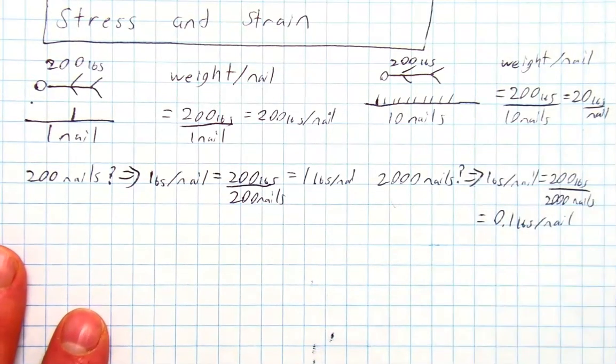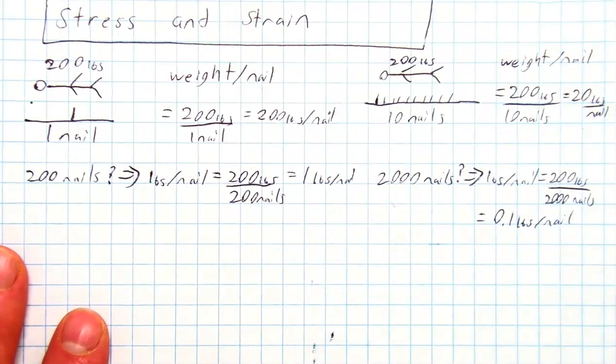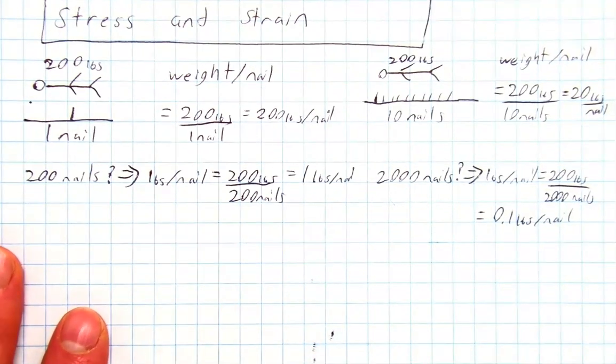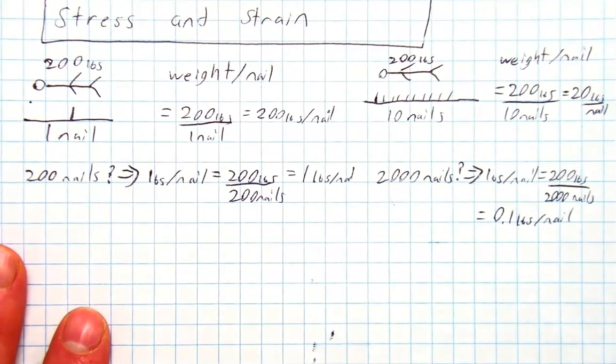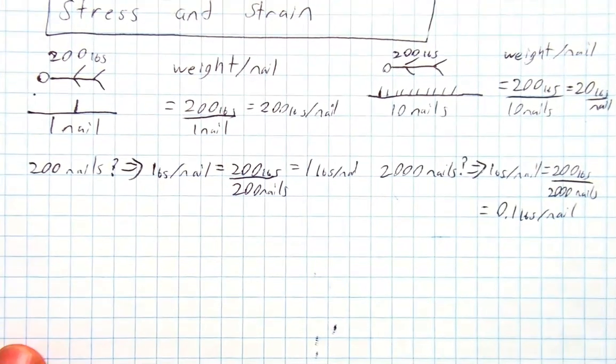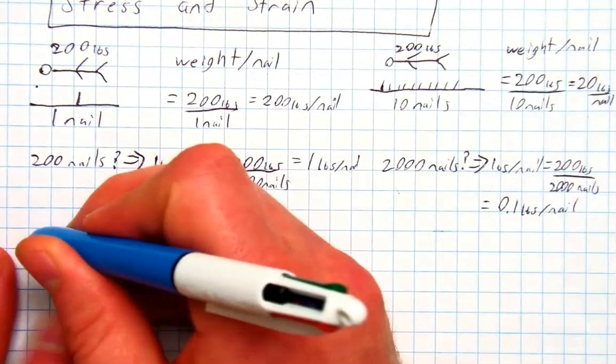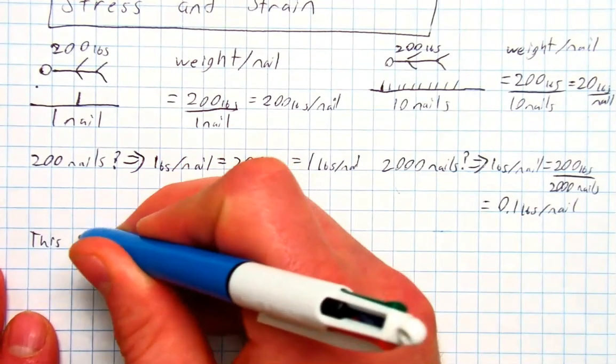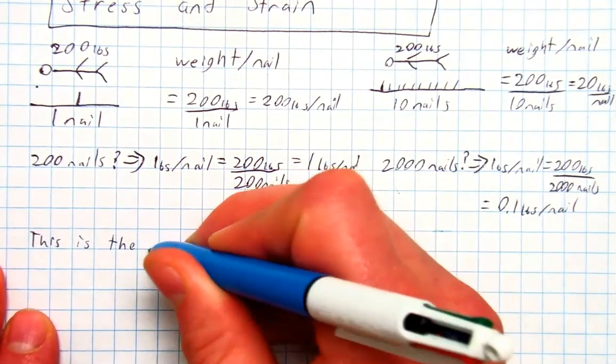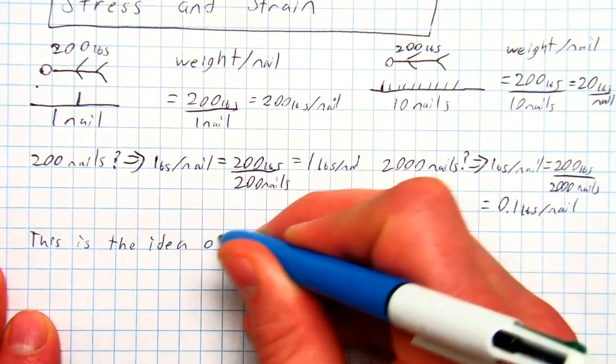So actually there's a little experiment we could even do. We could lay somebody on a bed of nails and it wouldn't do anything. You would just have a bunch of pricks in your back. It wouldn't actually pierce your skin at all. And so this is the idea of stress. Let's write that out. This is the idea of stress.